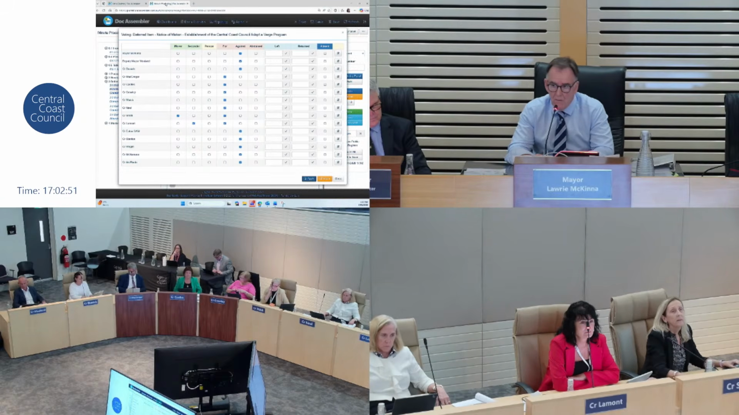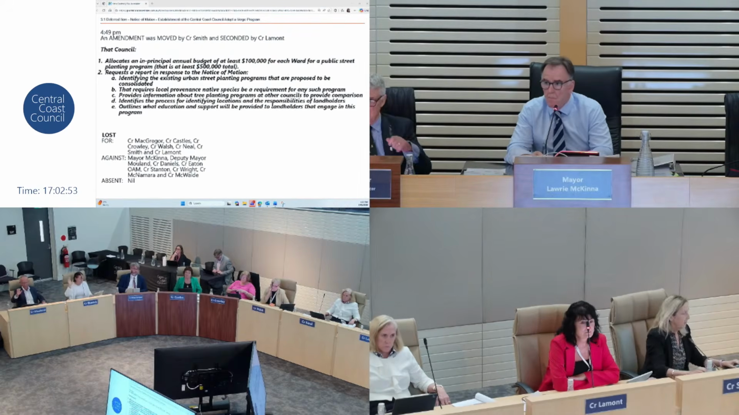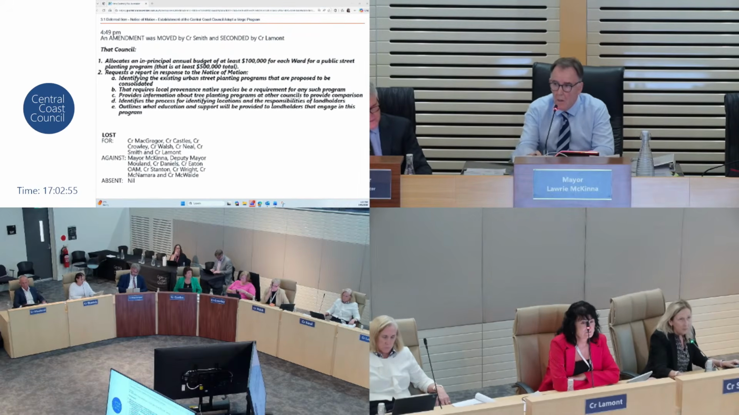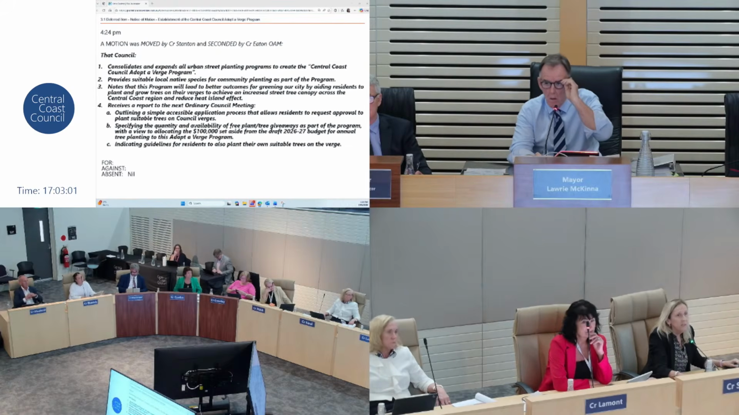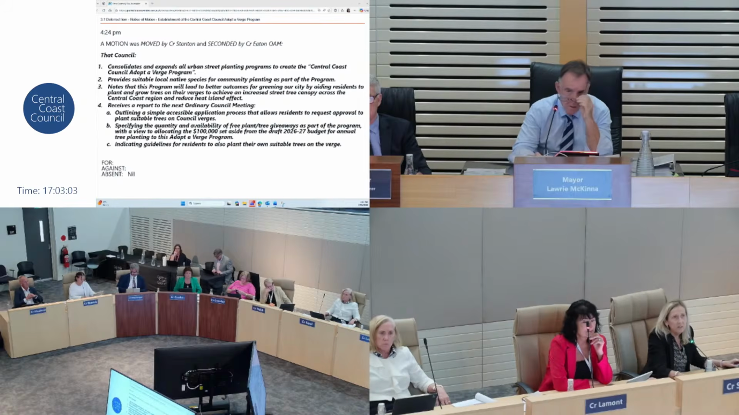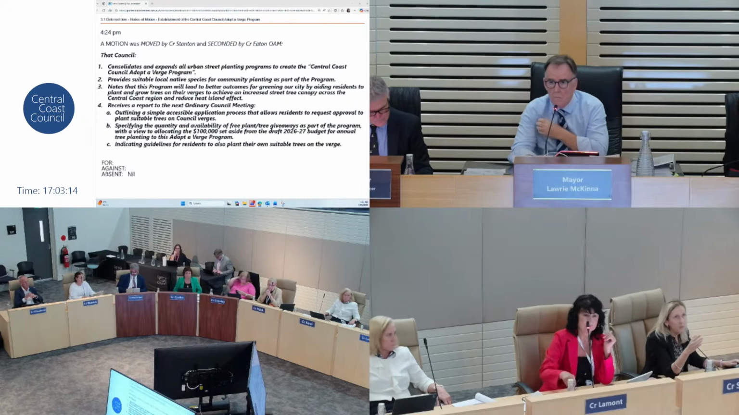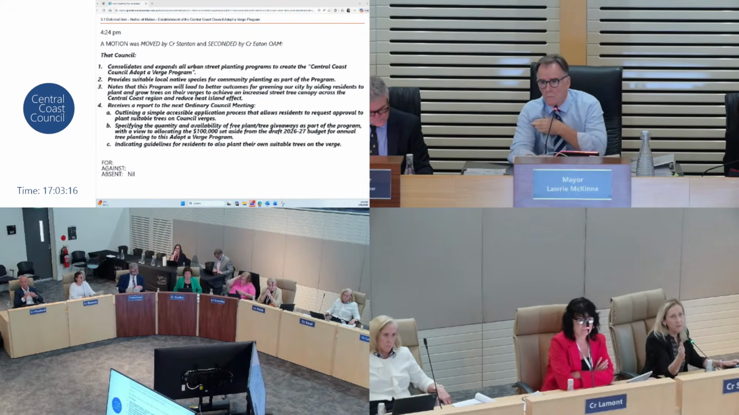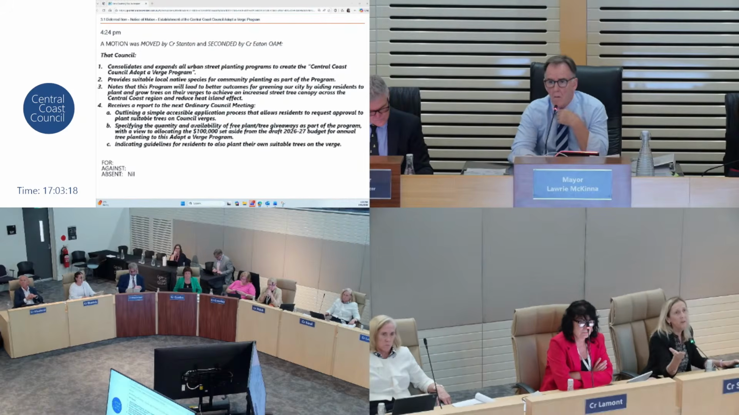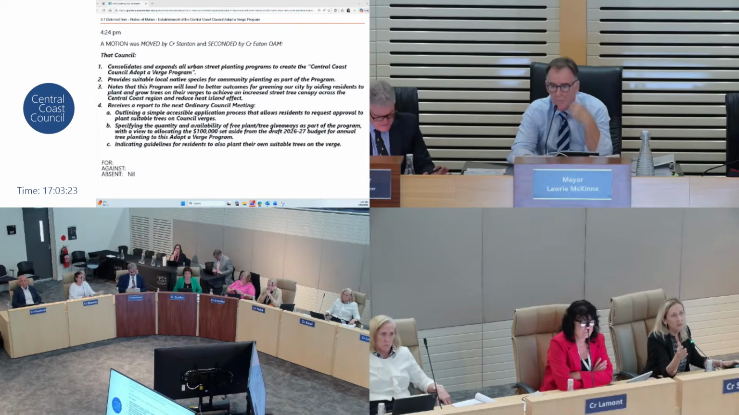All those in favour of the original motion? Mr Mayor, could we just see that original motion? And could I just ask Councillor Stanton if she'd consider putting it under the heading of getting a report back? If we adopt this tonight, we're adopting to consolidate and expand the planting program without getting a report back on it. We're adopting to provide suitable local native species.